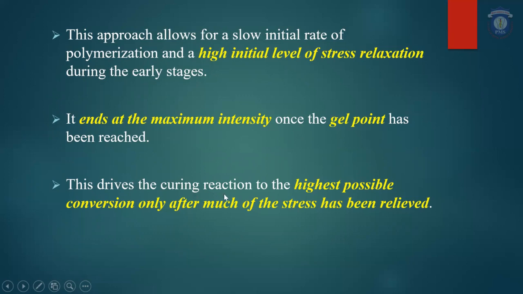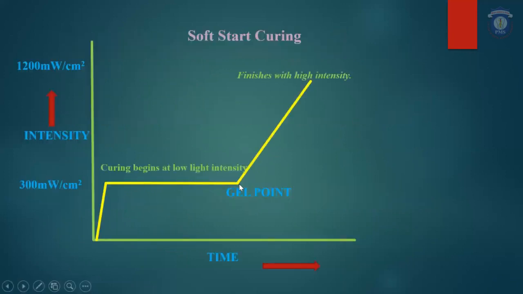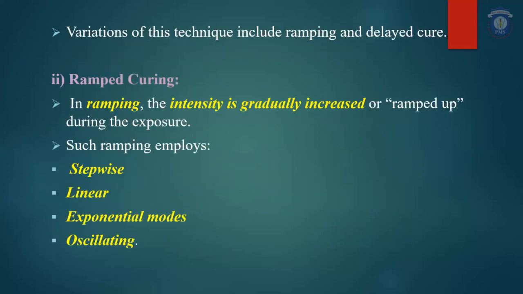So this will drive the curing reaction to the highest possible conversion only after much of the stress has been relieved. So before reaching the gel point, a large amount of shrinkage stress has been relieved by the composite resin, and only then the maximum conversion takes place. So that is the advantage of soft start curing. The variations of this technique include rammed curing and delayed curing. The basic principle is you begin with low intensity and finish with high intensity.